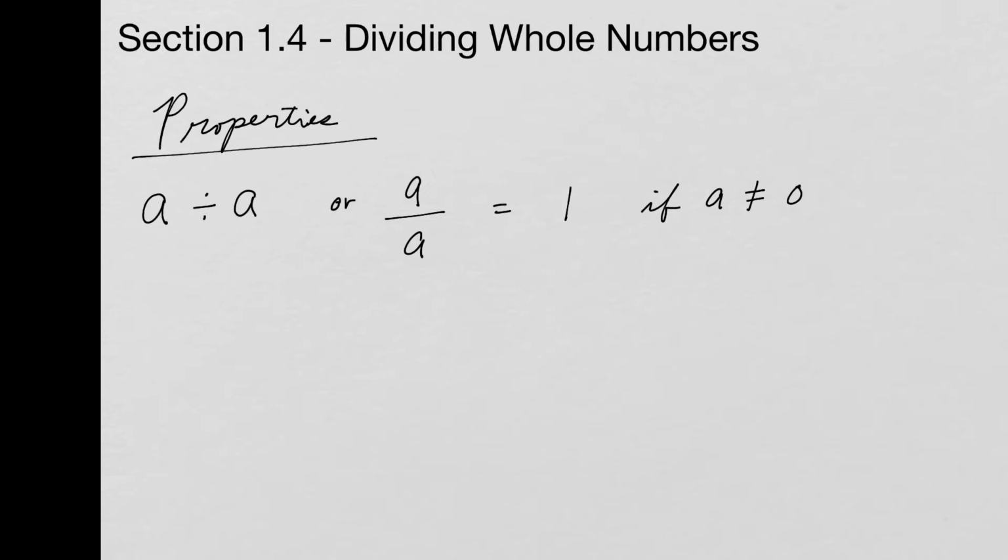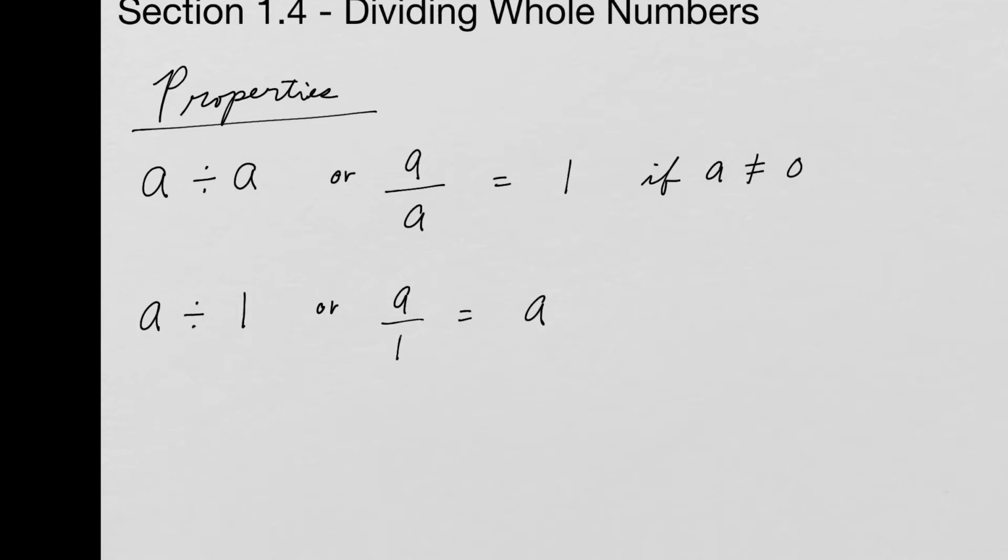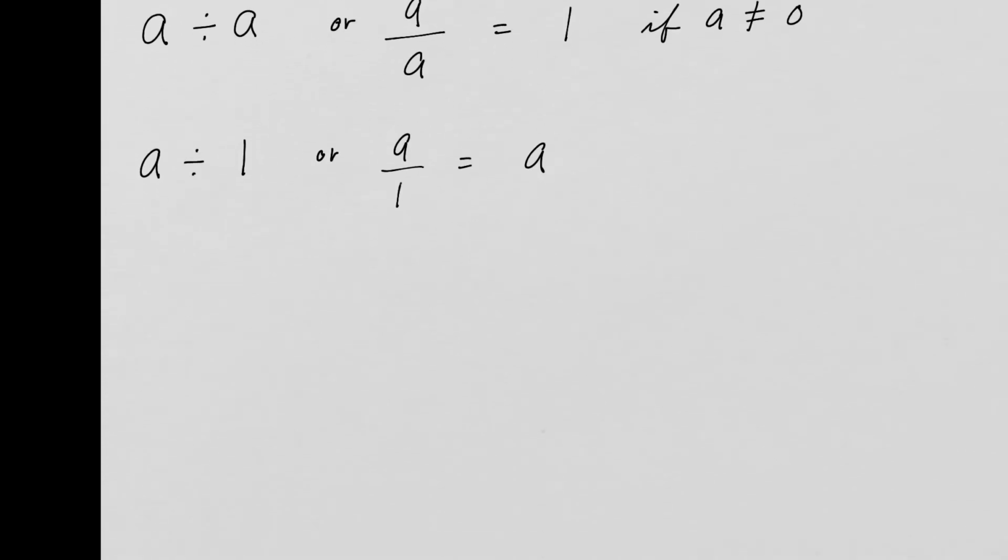Second property, if I take any whole number, and really this is true for any real number, but right now we're just dealing with whole numbers, and divide by 1, which I could also write like this, that's just itself. So negative 17 divided by 1 is negative 17. 18 divided by 1 is 18. 0 divided by 1 is still 0. Let's emphasize that in this next property.